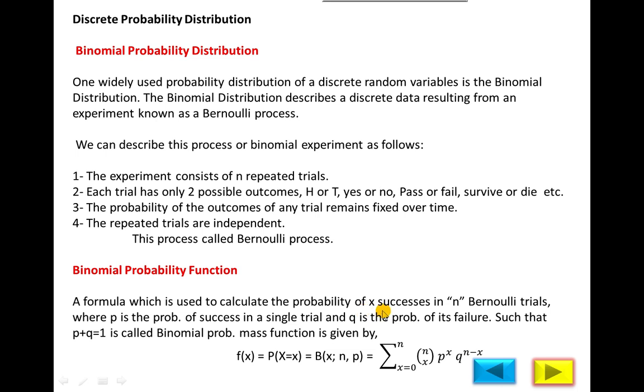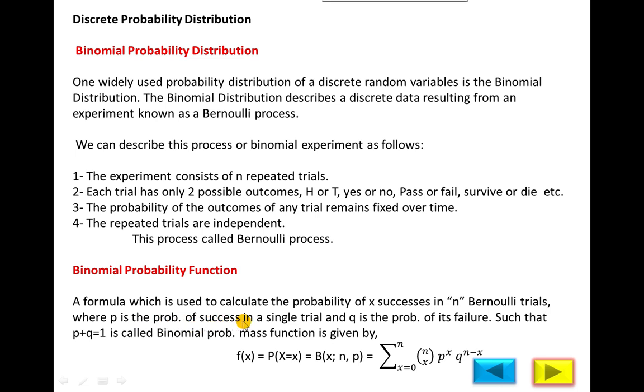So x is the success condition. We always find the probability of the variable condition in n Bernoulli trials. Out of n, how many x will occur? p is the probability of success, because there are two possible outcomes: head success, tail failure; yes success, no failure; pass success, fail failure; survive success, die failure. And the sum of the probability is always equal to 1.